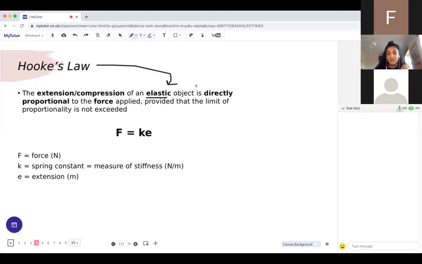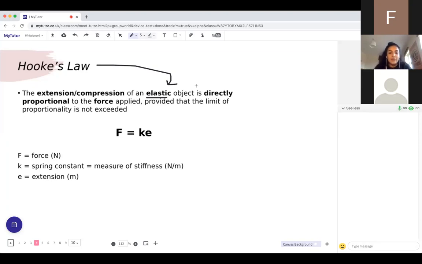With Hooke's law, in an exam, you're normally going to be talking about rubber bands or springs. They don't really change it up. It's usually springs or elastic bands. So they're some examples of elastic objects that you need to be confident and happy working with.